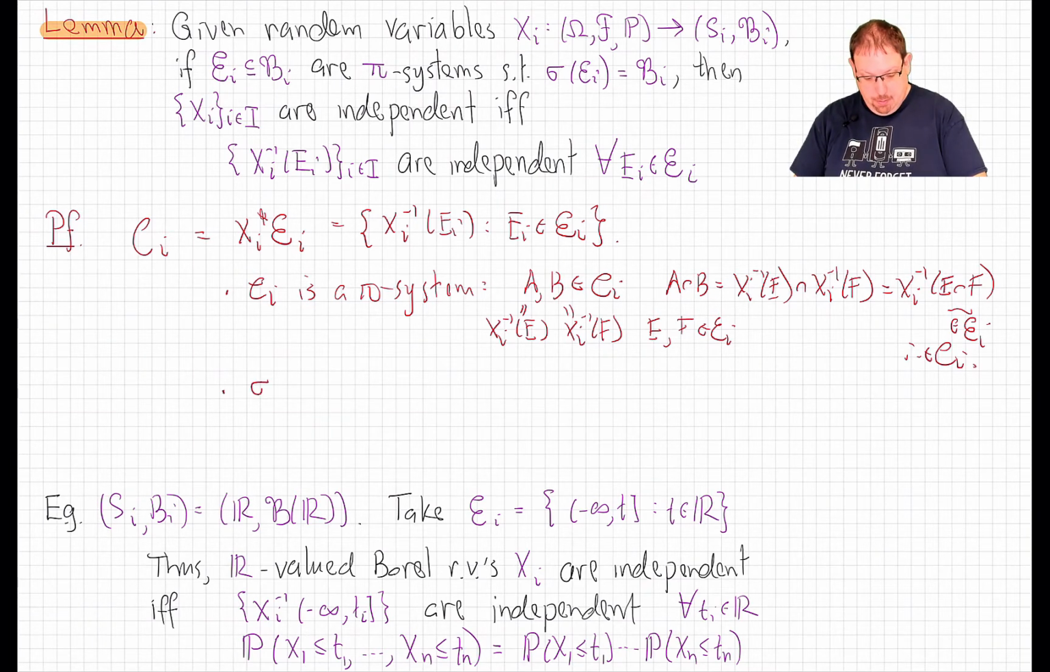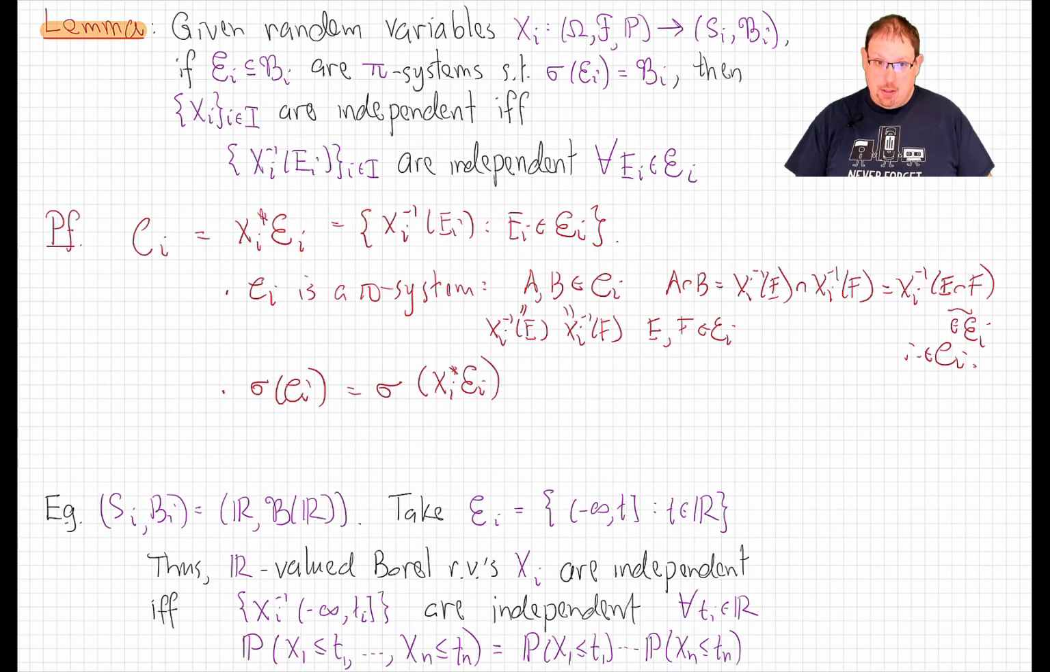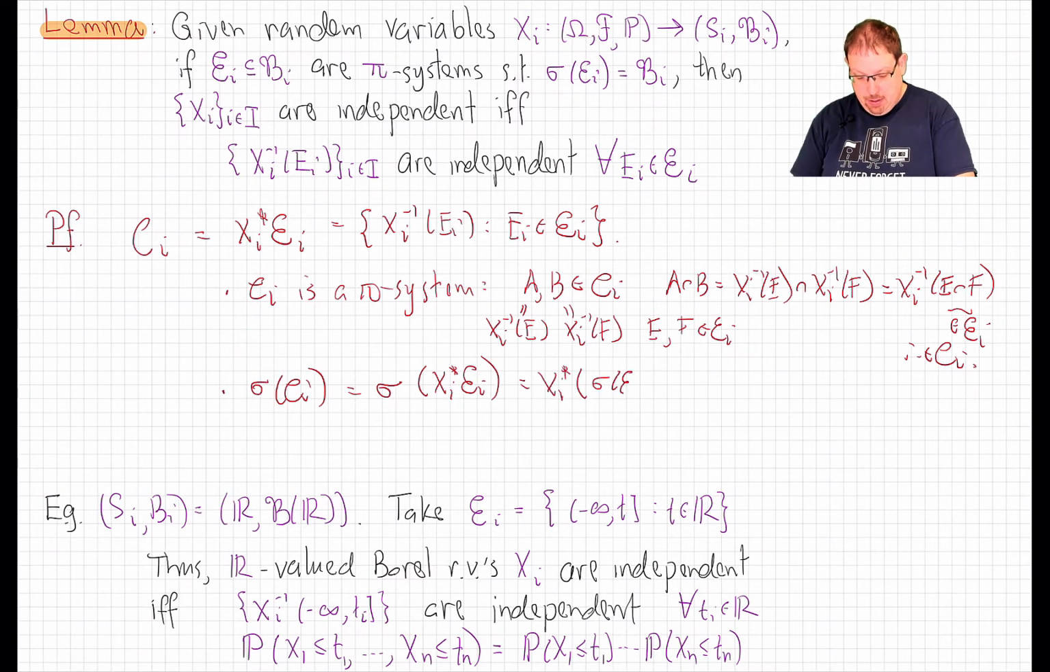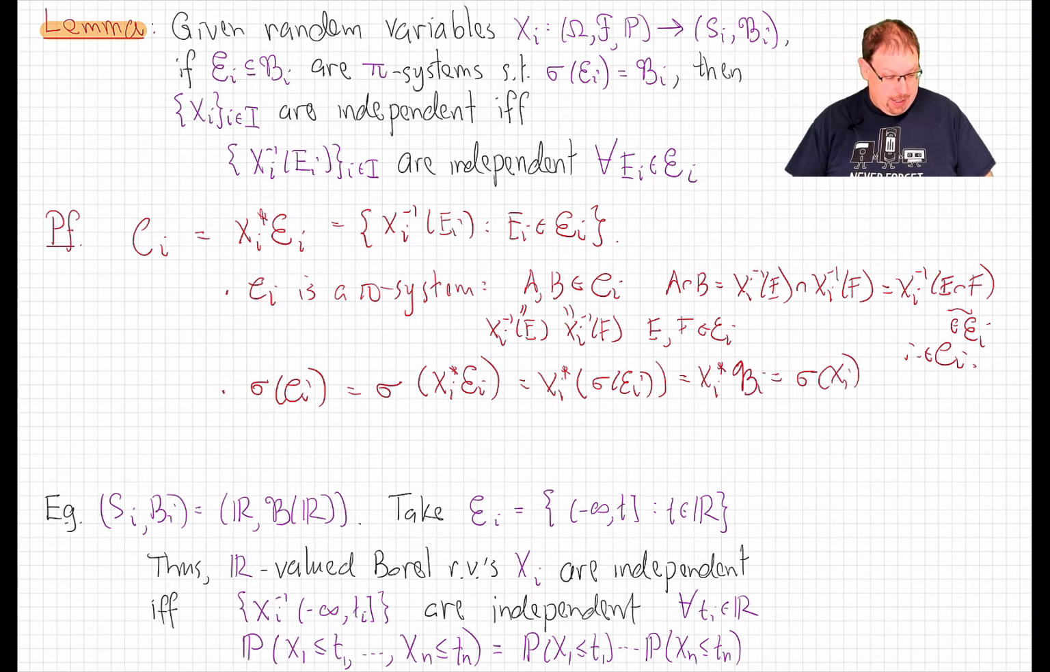Now, what about the sigma field generated by Ci? So that's the sigma field generated by the pullback of script Ei by Xi. But we have a nice result from an earlier lecture that you proved on your homework, that the sigma field generated by a pullback is the pullback of the generated sigma field. And by assumption, Ei generates all of Bi. So this is the pullback of Bi, which is of course the sigma field generated by Xi.